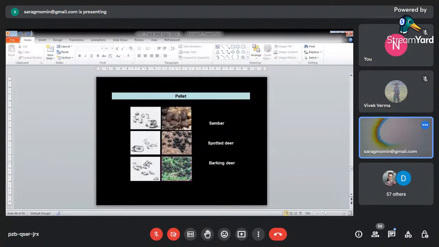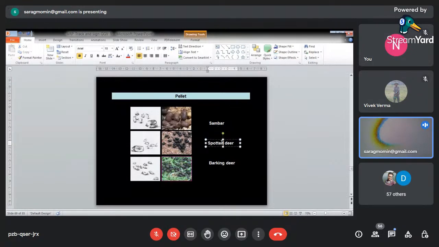Hook shape. So if it is wide, if the diameter is comparatively more and the length is less, then this will belong to sambar. If the diameter is less and the length is more, then this will belong to spotted deer. And if you find a heart shape with a hook type at the end, then this will belong to barking deer.